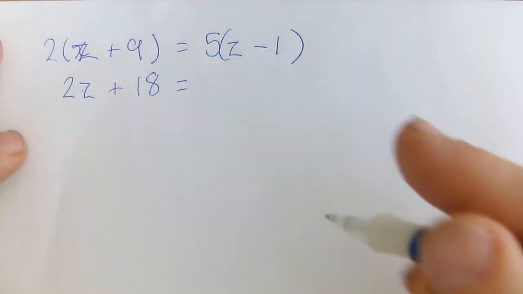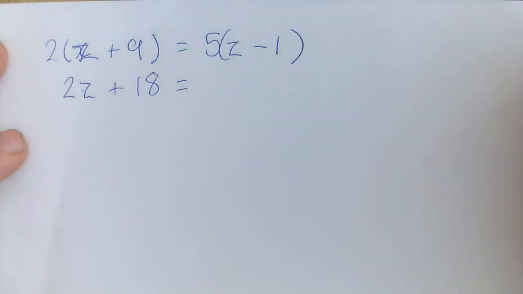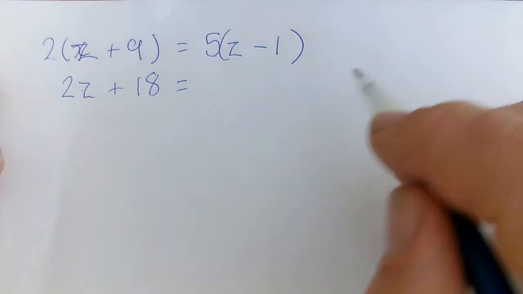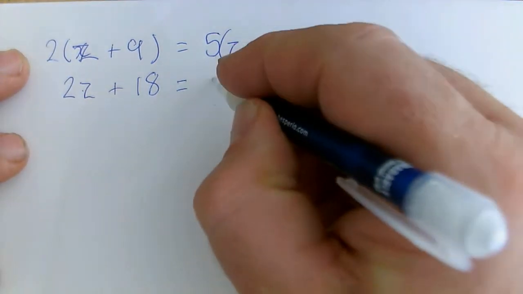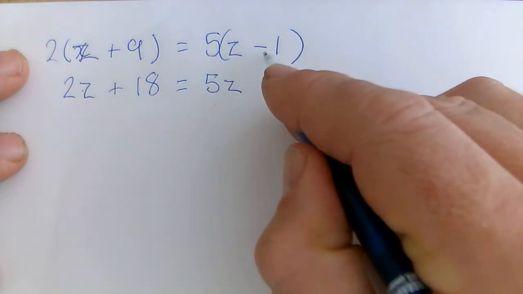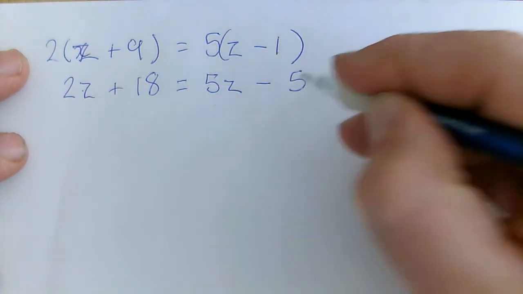On the right hand side, I'm not always going to have an equal sign in there. You do the same. 5 times z minus 1, so your z times 5 gives you 5z, and then the minus 1 times 5 gives you minus 5.